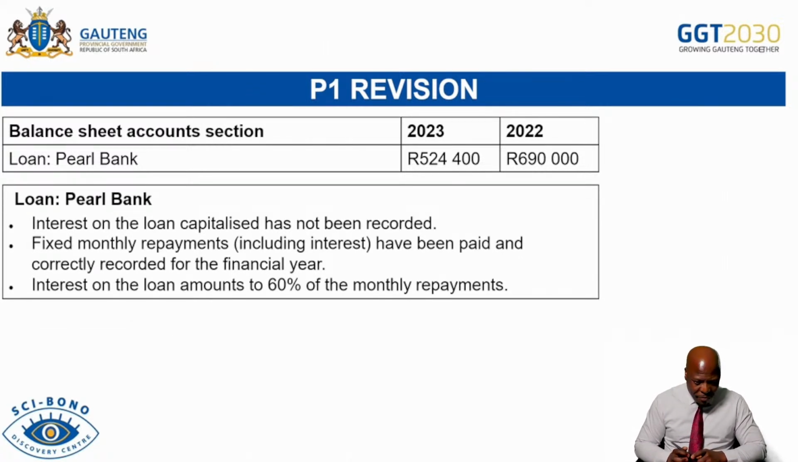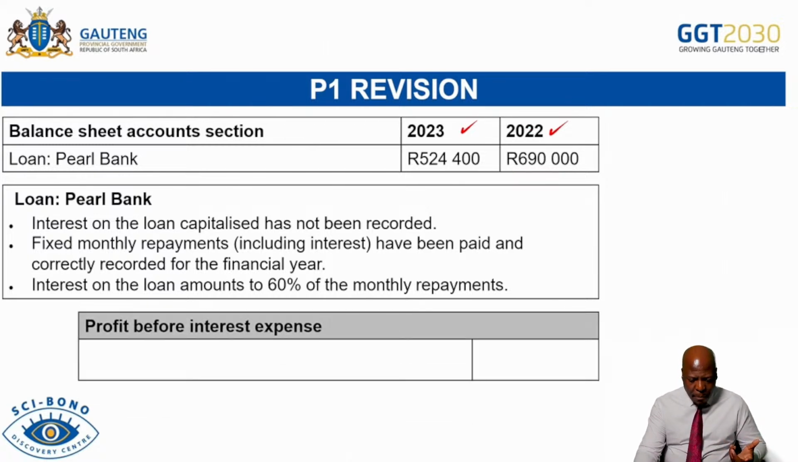Loan adjustment. It reads, interest on loan capitalized has not been recorded. Fixed monthly repayments including interest have been paid and recorded for the financial year. Interest on the loan amounts to 60% of the monthly repayments. Okay, so we know that in 2022 it was 690, but in 2023 it is 524.4. That means there have been repayments in this regard. So we want to know, what are we to prepare here? The statement of comprehensive income.